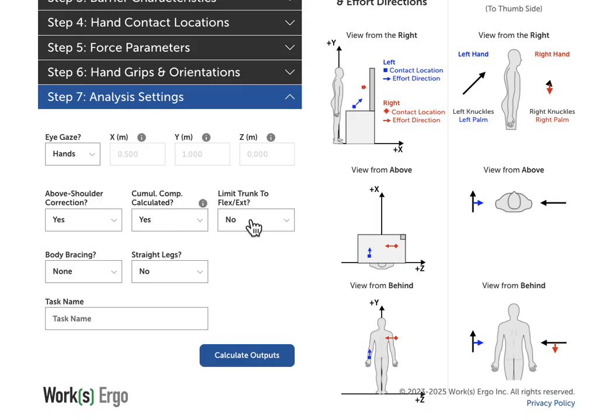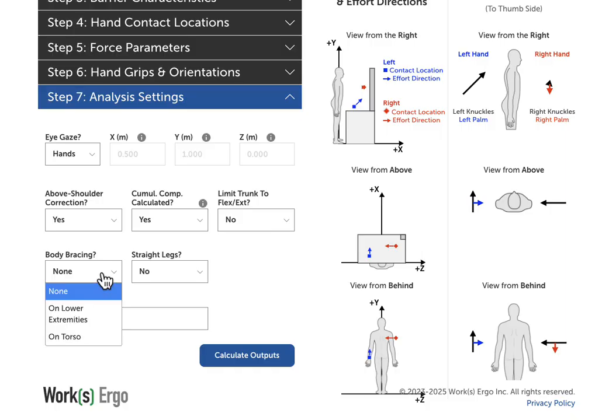You may decide, for example, if some task like a lift is being done just purely in the sagittal plane, you may not want Works to find all kinds of lateral bend and twist postures. That might be feasible, but it might be unlikely. And so you can limit the trunk to just purely being in the sagittal plane, but this is a more asymmetrical task, so we won't do that.